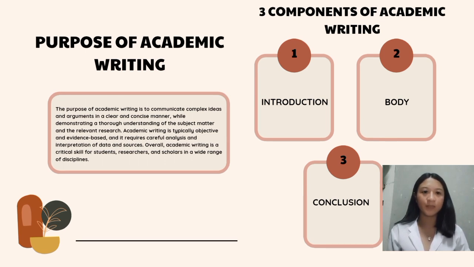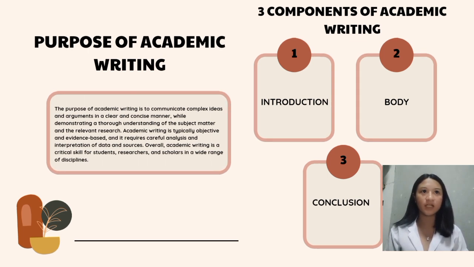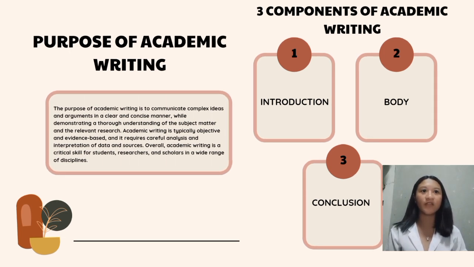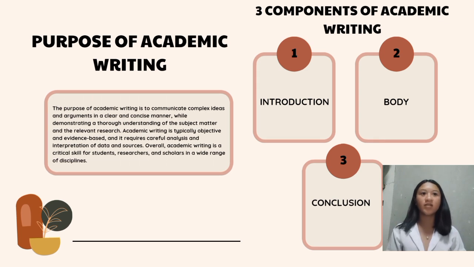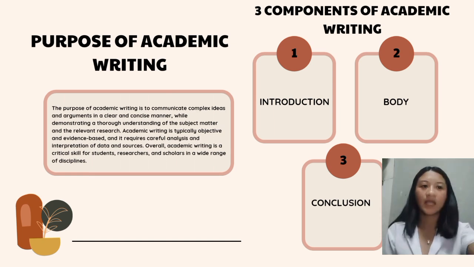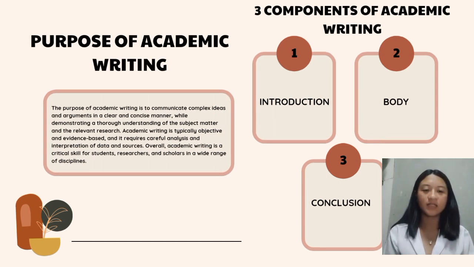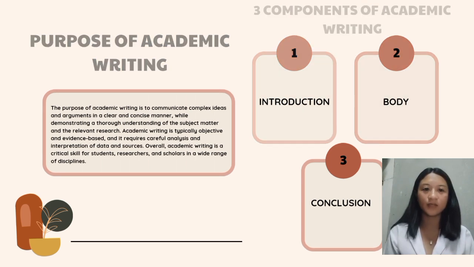Here are the purpose and the three components of academic writing. First, the purpose. The purpose of academic writing is to communicate complex ideas and arguments in a clear, concise manner, while demonstrating a thorough understanding of the subject matter and the relevant research. Academic writing is typically objective and evidence-based, and it requires careful analysis and interpretation of data and sources. Academic writing has three components, which are introduction, body, and conclusion.